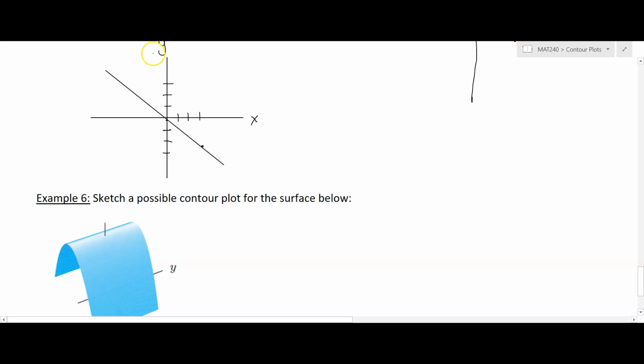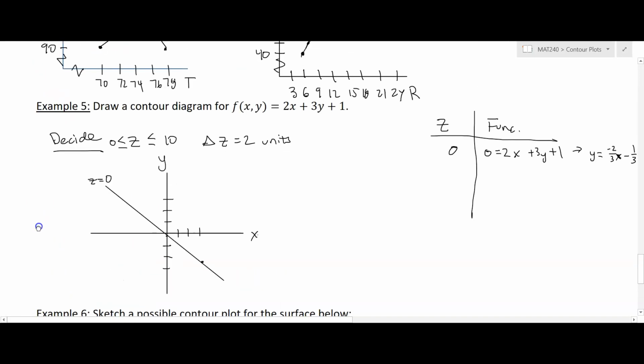Okay, close enough. There we go. And so I'm going to label this as the contour for z equals 0. Now I need to do z equals 2.